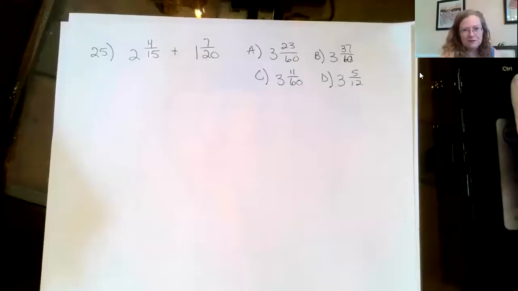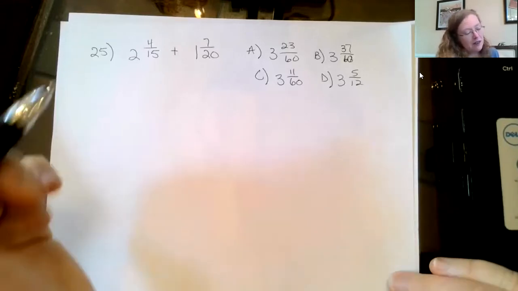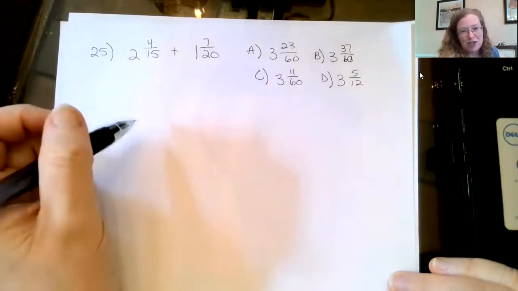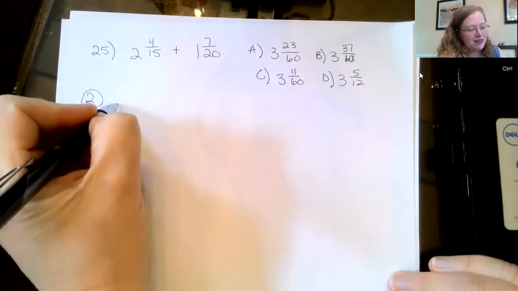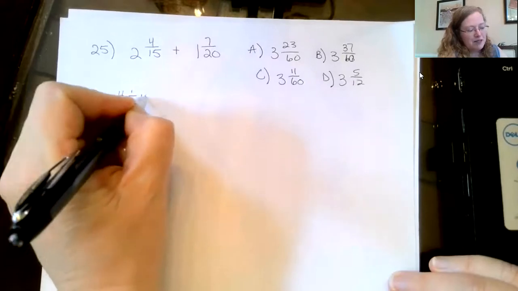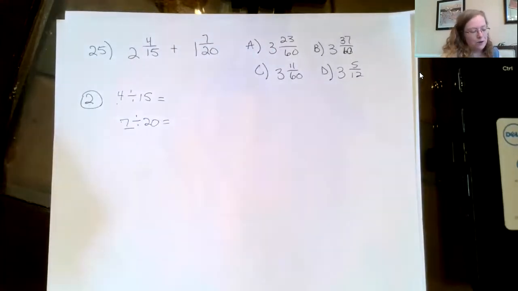Pause for a second. I'm going to do one of the problems where we are adding mixed numbers. There are many ways that I could show you how to do this, and where to begin? With this one, I'll show you 2 different ways. Let's first just try doing it with the decimals, okay? So using our second approach, that 4 divided by 15 and 7 divided by 20, let's see what those equal.